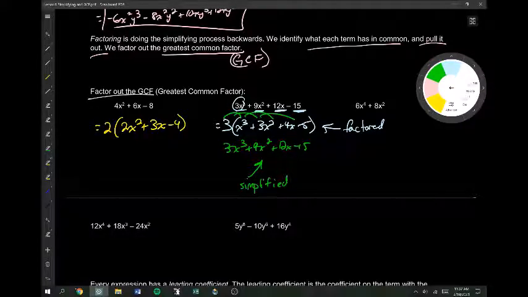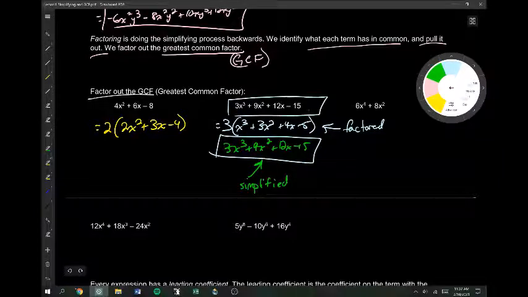So you can check if your factoring is correct by going back and re-simplifying. If you simplify and you get what you started with, notice how this and this are the same. If you simplify and you got what you started with, that means you factored correctly. Or at least it means you didn't factor incorrectly.